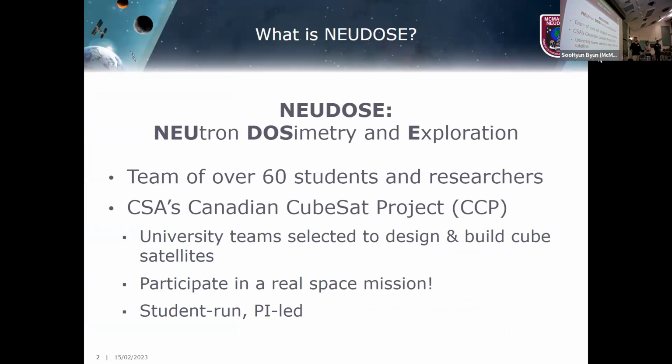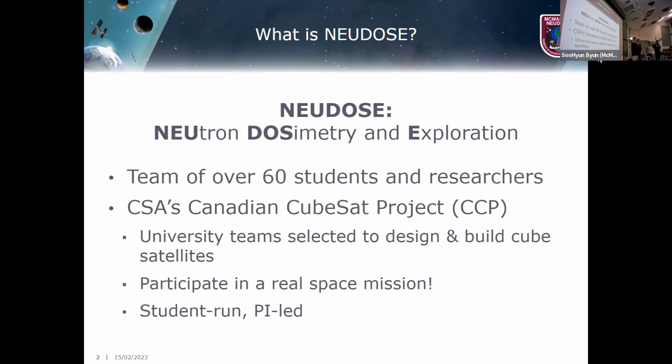So just a little bit about what NEUDOSE is. NEUDOSE stands for Neutron Dosimetry and Exploration. Neutron dosimetry, meaning neutron radiation detection, and then exploration. We are a team of over 60 students and researchers, at multiple different levels. We have undergraduate students, graduate students, PhD students, the whole 9 yards. And we're part of the Canadian Space Agency's Canadian CubeSat project, abbreviated CCP.